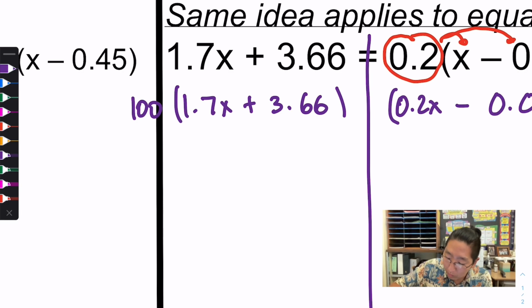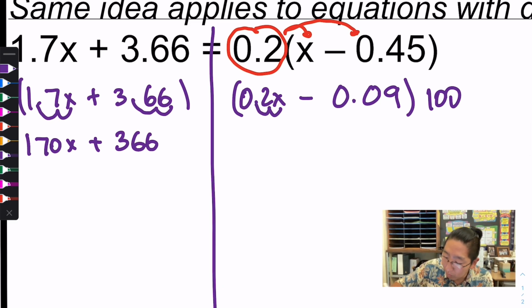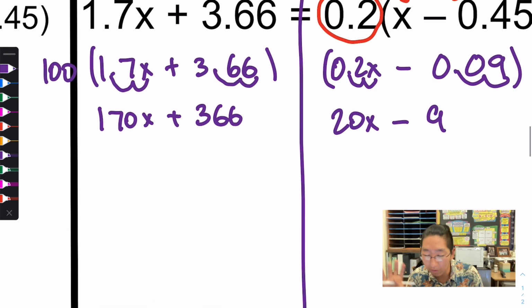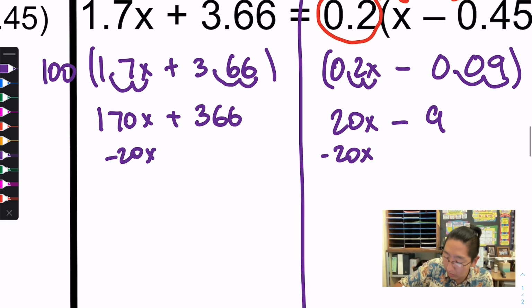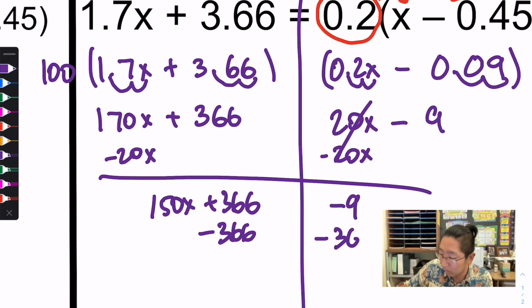So here, now we're going to move the decimal point over 2 times. That's 170x plus 366. And then we're going to move this decimal point over 2 times. So that's 20x minus 9. And so that makes our math a lot easier. We don't have any more decimal points. And basically, we're making it 100 times bigger. And so now we're going to get x on one side: minus 20x, minus 20x. 150x plus 366 equals negative 9. Minus 366, minus 366.